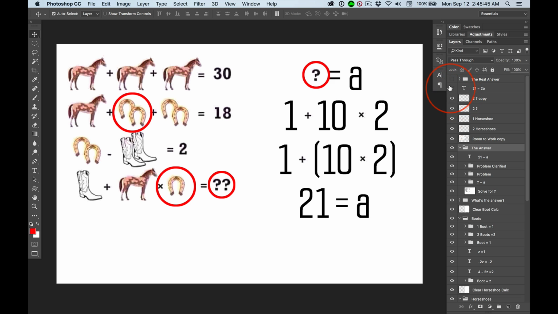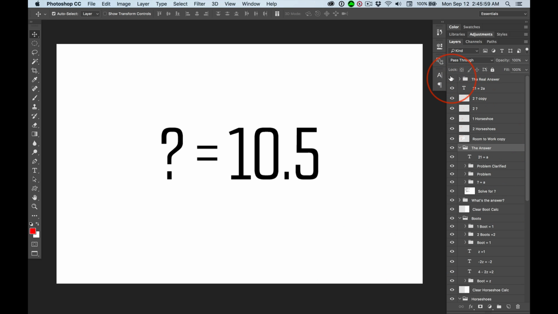So the real answer is not 21 for this question, for solving for the question mark. It's actually 21 equals 2A, which means we've got to simplify this, divide both sides by 2, and the answer is 10.5, is what 1 question mark equals. I know, not fair, but what in life is?